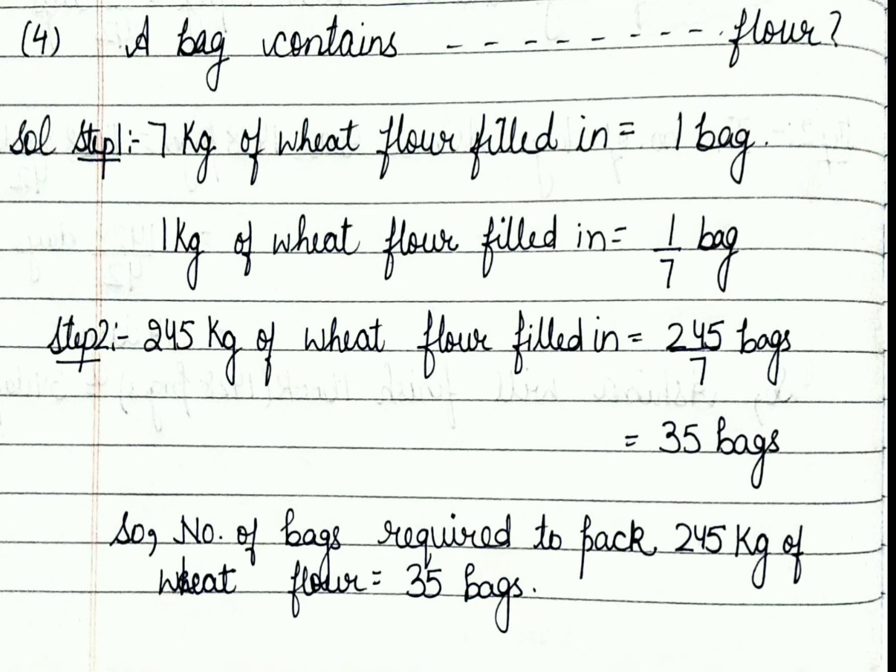Now in step 2, what do you do? You have to find out 245 kg of wheat flour is filled in how many bags? So what you do? 245, because 245 you have to multiply by 1 by 7. When you multiply, the answer comes 245 divided by 7. When you divide it, the answer comes 35. Then you write, student, hence number of bags required to pack 245 kg of wheat flour is 35 bags.